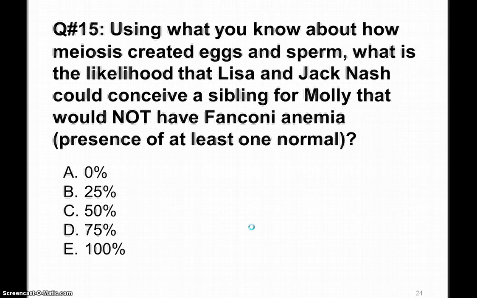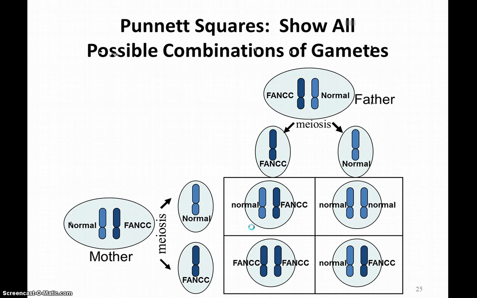All right, question 15. Using what you know about meiosis, how meiosis created eggs and sperm, what is the likelihood that Lisa and Jack could conceive a sibling for Molly that would not have Fanconi anemia? You can do the Punnett square to check that out and see what the possibilities are. In this case, we're only worrying about Fanconi anemia, so we're only looking at chromosome 9.